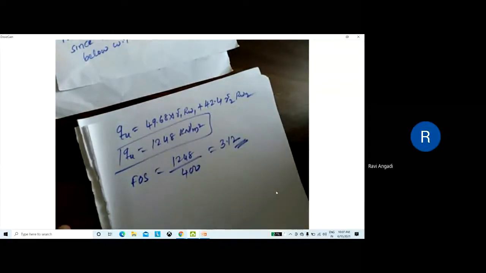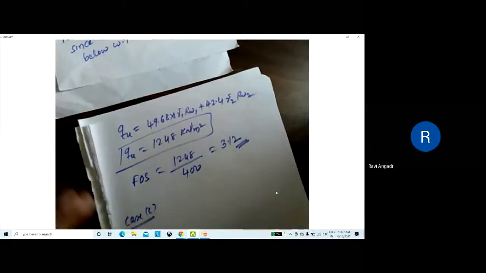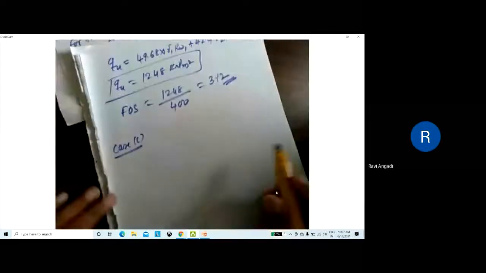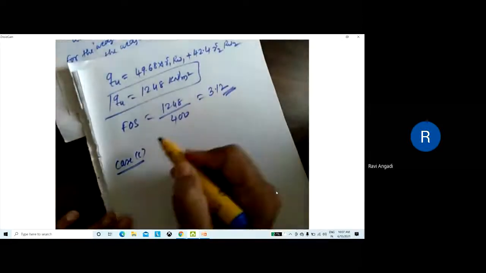Understood, all of you? Second case. So this kind of problem you may expect in the exam. So can you solve case number 3? I'll give you the answer later. Just try it. What is case number 3?